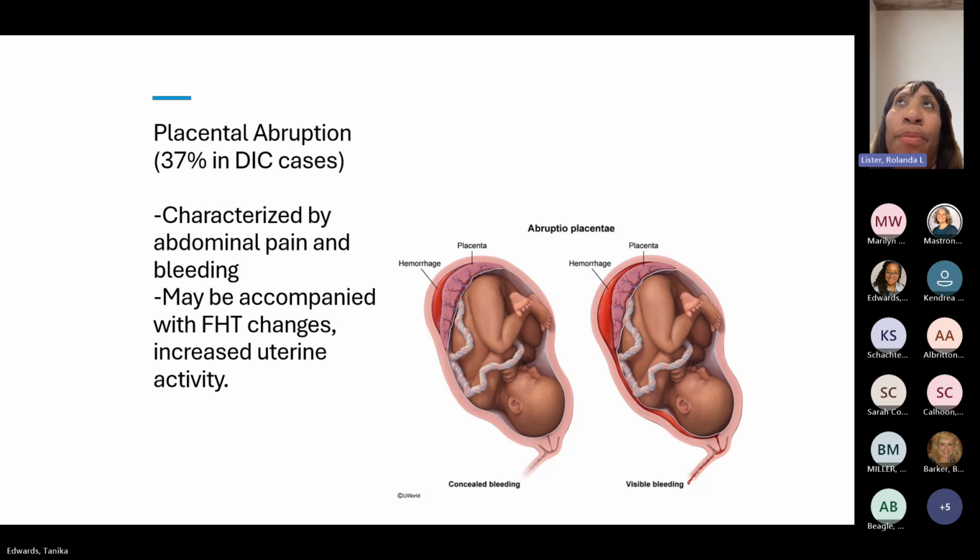We often obtain an ultrasound, but it's actually not very sensitive in diagnosing placental abruption. About 20% of the time, you'll see it on ultrasound, and 80% of the time you won't. So it's really a clinical diagnosis. Next slide, please.